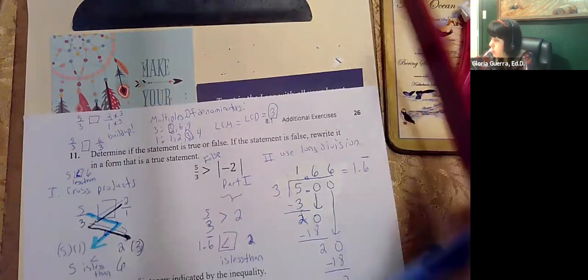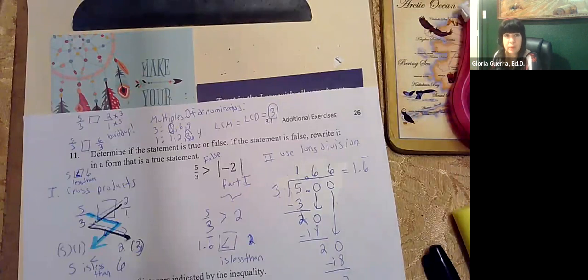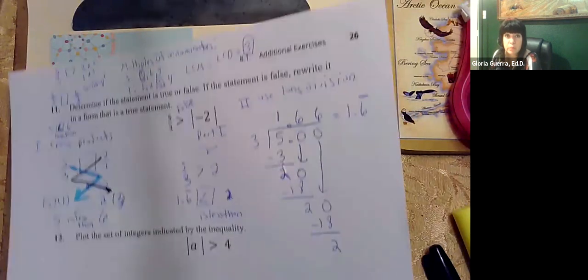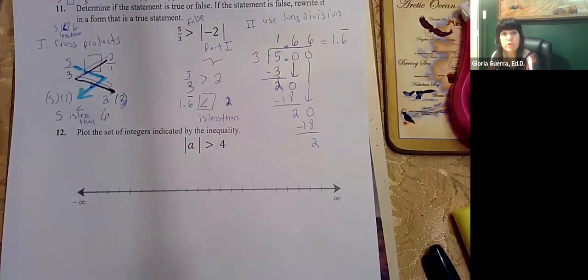Okay. And I have one more problem. Plot the set of integers indicated by the inequality. And this is an inequality. The absolute value of A is greater than 4.